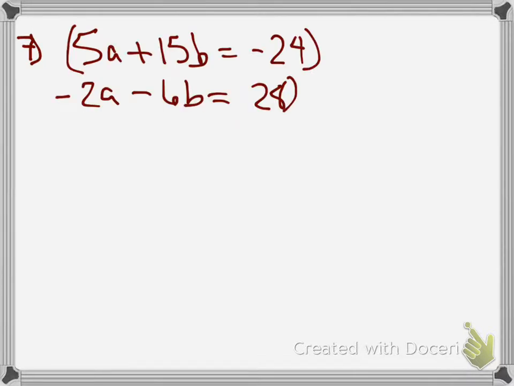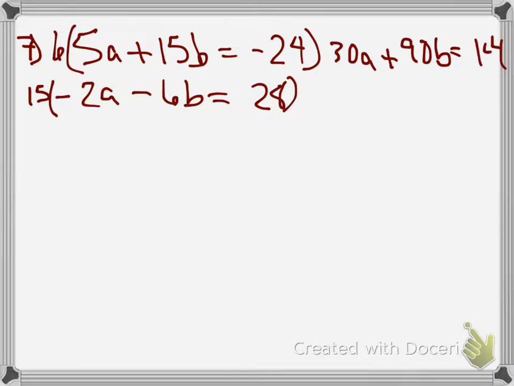Okay, next one, number 7. Okay, so I'm going to multiply here. I'm going to switch the 6 and the 15. Again, they're already opposites, so I don't have to worry; the numbers on the outside will be positive. 6 times 5 is 30a. 6 times 15 is 90b, and 6 times 24 is 144 negative.